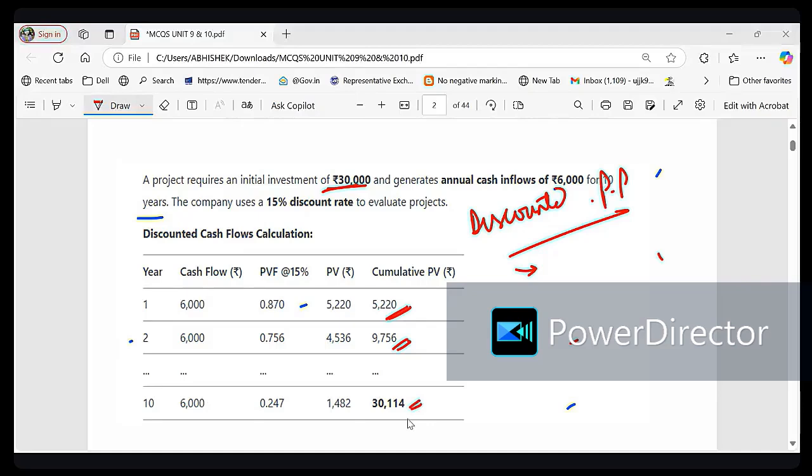So can you tell me what the discounted payback period is? Let me know whether your concept is clear. What is the meaning of payback period? How much time it will take to recover the initial invested amount. You have invested 30,000. How much time will it take, as per the discounted payback period method, to recover that amount? 10 years. Very good. As you can see, in the 10th year, our cumulative is 30,114.